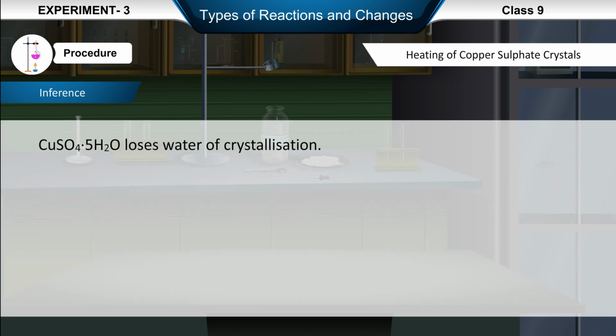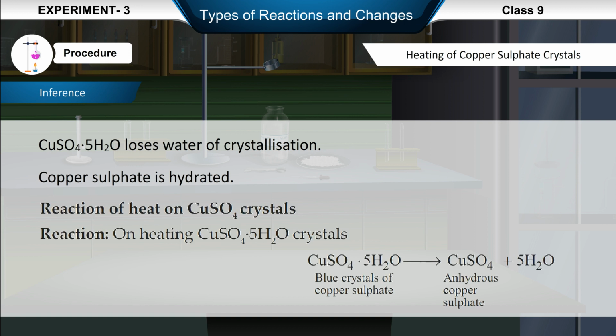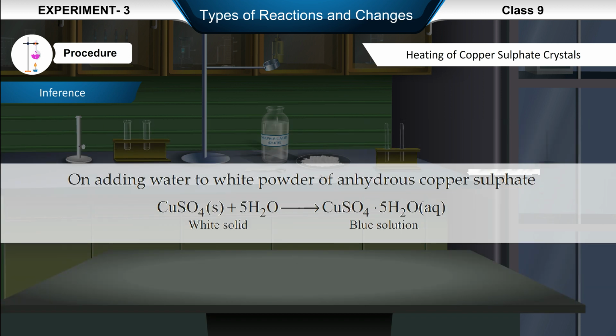Inference: CuSO4·5H2O loses water of crystallization. Copper sulfate is hydrated. Reaction of heat on CuSO4 crystals. Reaction: on heating CuSO4·5H2O crystals, blue crystals of copper sulfate give CuSO4 plus 5H2O. Anhydrous copper sulfate: on adding water to the white powder of anhydrous copper sulfate, CuSO4 (solid, white) plus 5H2O gives CuSO4·5H2O (aqueous, blue solution).